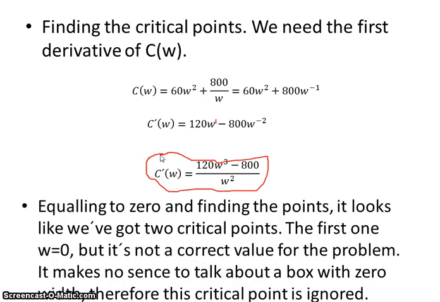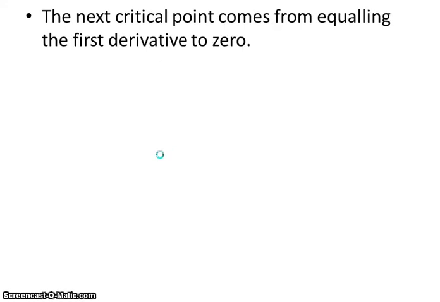Now, equaling to 0 and finding the points, it looks like we've got 2 critical points. The first one is going to be w equal to 0, but it's not a correct value for the problem because it makes no sense to talk about a box with 0 width. Therefore, this critical point is ignored. The next critical point comes from equaling the first derivative to 0. So if we equal it, we end up with this right here.